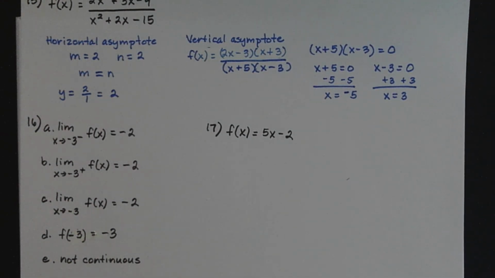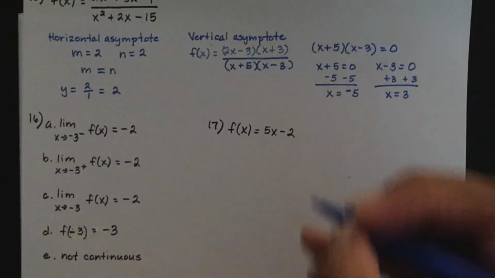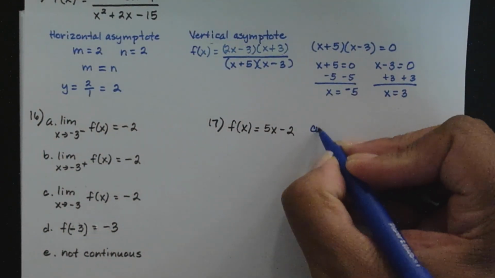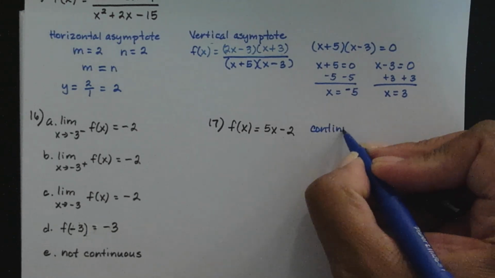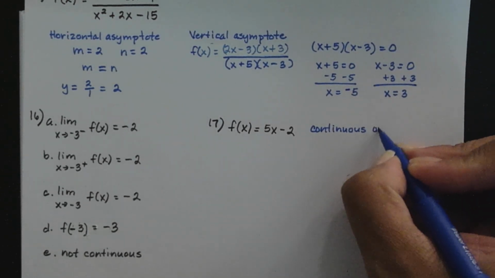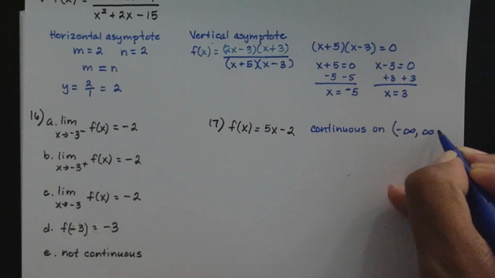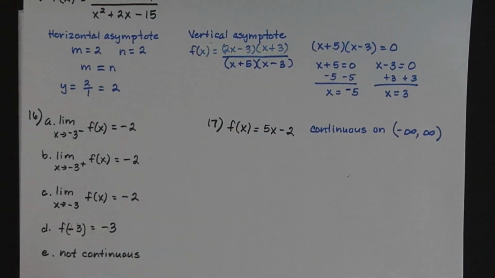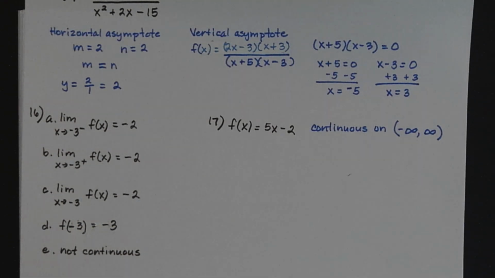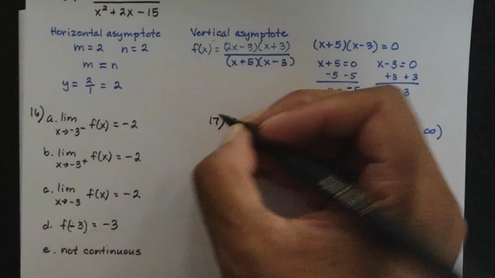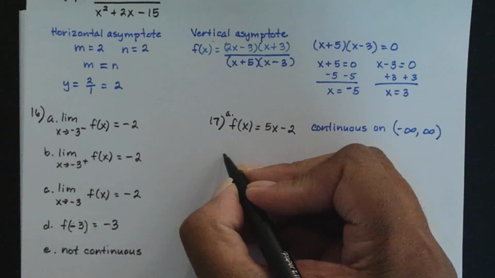All real numbers. Right. Because this is a linear function. Any x value that you assign to it, you're always going to get an f of x value for it. So from -infinity to infinity, the graph of this function is continuous. Okay, so that's part A.